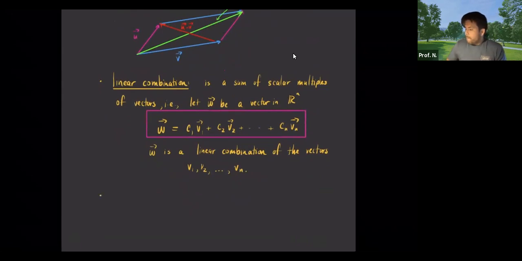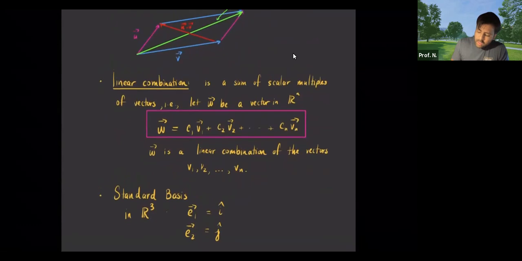We also talked about the standard basis, right? The standard basis in R3: e1 we write as i hat, e2 we write as j hat, and e3 we can write as k hat, right? So we have another representation of the standard basis vectors in R3.